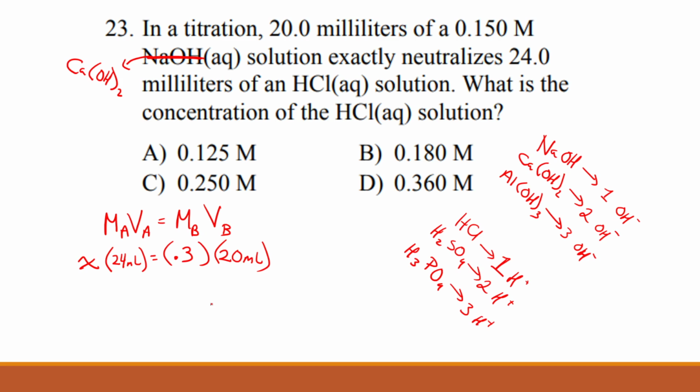Is this one of the things they expected you to do? Hold on. So if I did 0.3 times 20, it would give you 0.25 as your answer.